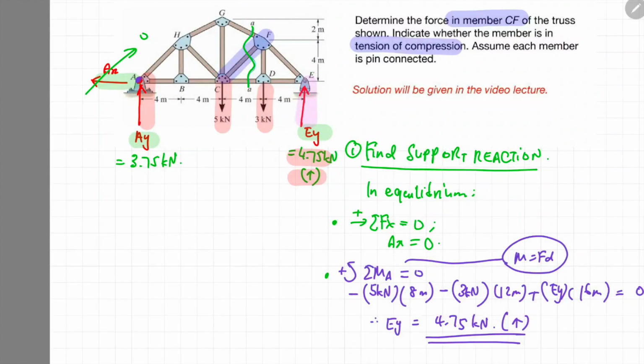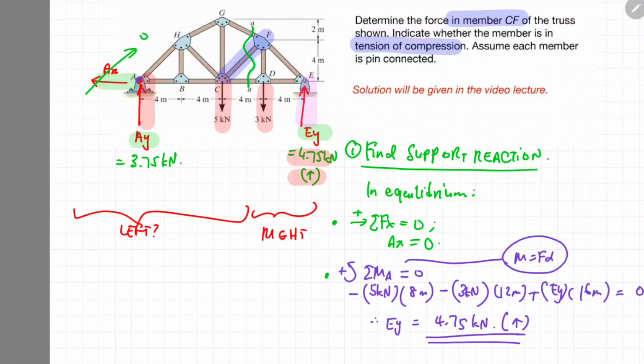Okay, now that we have all the magnitudes of the support reaction forces, the next step is for us to apply the method of section. So if we apply the method of section, we have the choice either to solve this problem from the left side of the truss structure or from the right side of the truss structure.